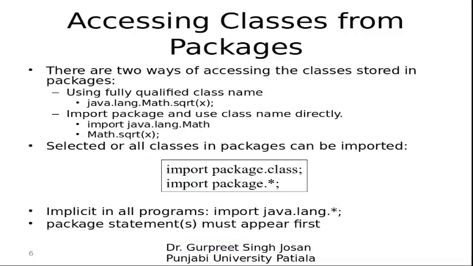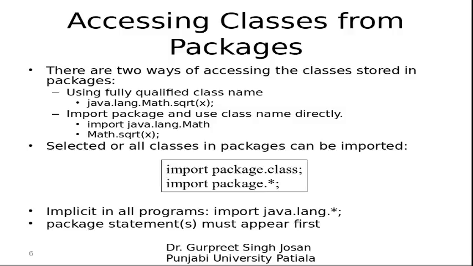Then there are 2 ways of accessing the classes. Either you can use a fully qualified name. For example, you can use java.lang.Math.sqrt. It is a fully qualified name starting from the top level directory, then the subdirectory, then the name of the class, and finally the name of the method. Or another way is you can import the class into your program, and then you can use the name of the class followed by the name of the method in your program.